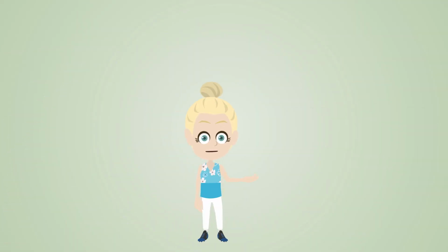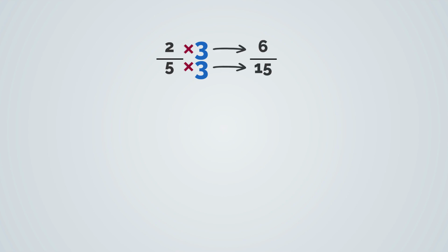Now, let's do some practice to make it stick before you hit the homework. Let's find an equivalent fraction for 2 over 5 by using a factor of 3. Make sure that whatever you do for the numerator, you have to do the same for the denominator. 2 times 3 equals 6, and 5 times 3 equals 15. So 6 over 15 is an equivalent fraction for 2 over 5.